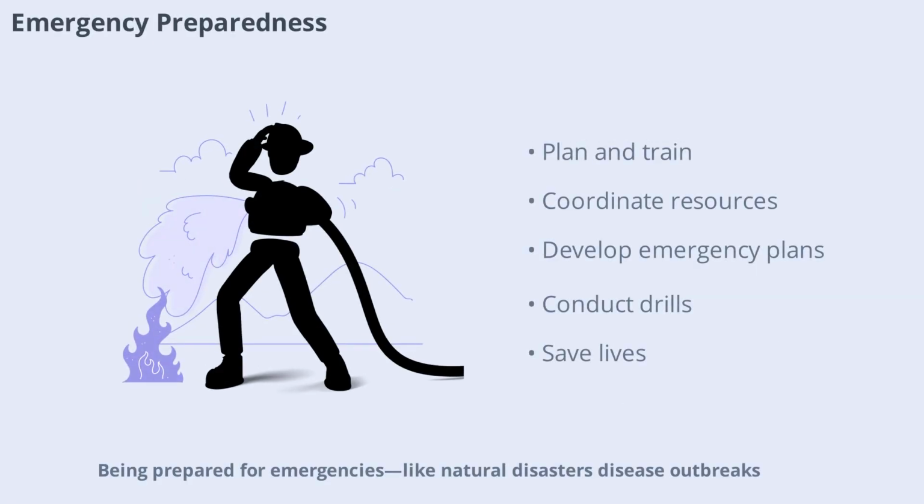Being prepared for emergencies, like natural disasters, disease outbreaks, or bioterrorism, is a key part of public health. Preparedness involves planning, training, and coordinating resources to respond quickly and effectively. Public health agencies develop emergency plans, conduct drills, and work with partners to ensure communities are ready for any situation. Effective preparedness saves lives and reduces the impact of crises.